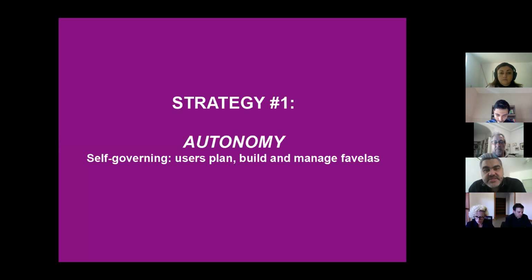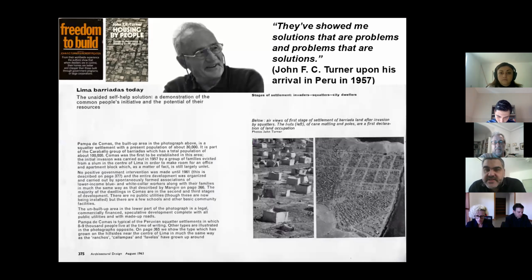There is a very interesting phrase by John F.C. Turner, an English architect who arrived in Peru in the late 50s. He says, "They've showed me solutions that are problems and problems that are solutions." He's talking about favelas being presented as problems, where he thinks favelas in reality are solutions. And these huge housing complexes in the periphery that were shown as solutions that in reality were really problems.